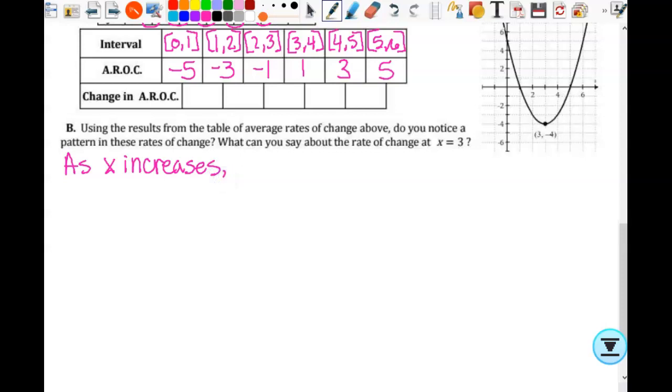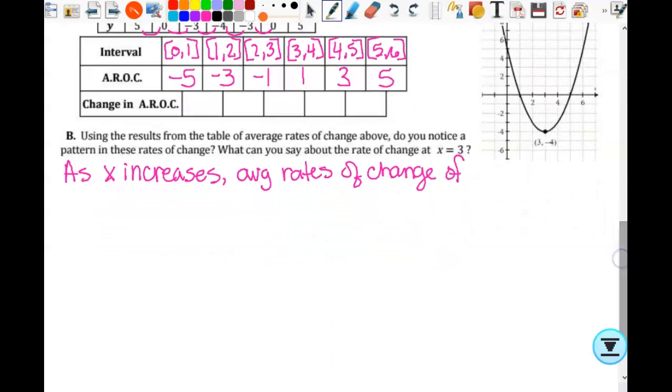Now we've been abbreviating average rate of change as AROC. That's fine in our work and our explanations. We have to write it out because there's some question about whether or not College Board will allow an abbreviation like that. I think that they will, but it's not worth the risk. So we're just going to do, as x increases, average rates of change of F increase. Okay, that's all it really asked. I asked you some other questions, but that's all that it really asked.